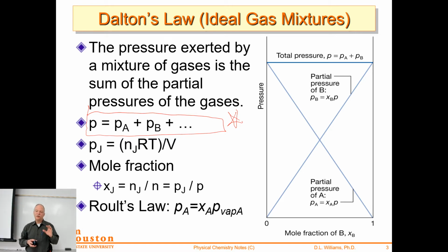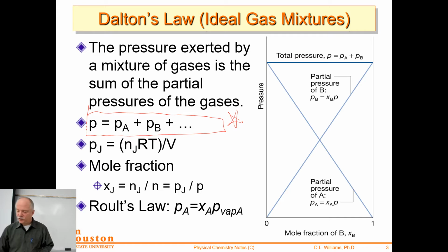And a lot of times that one's not stated, that's just something you have to know. So if you have the partial pressure of all these different gases, you can add them up. And if you want to know what the individual pressures are and you've got the total pressure, then you can do some subtraction and get the individual pressures.